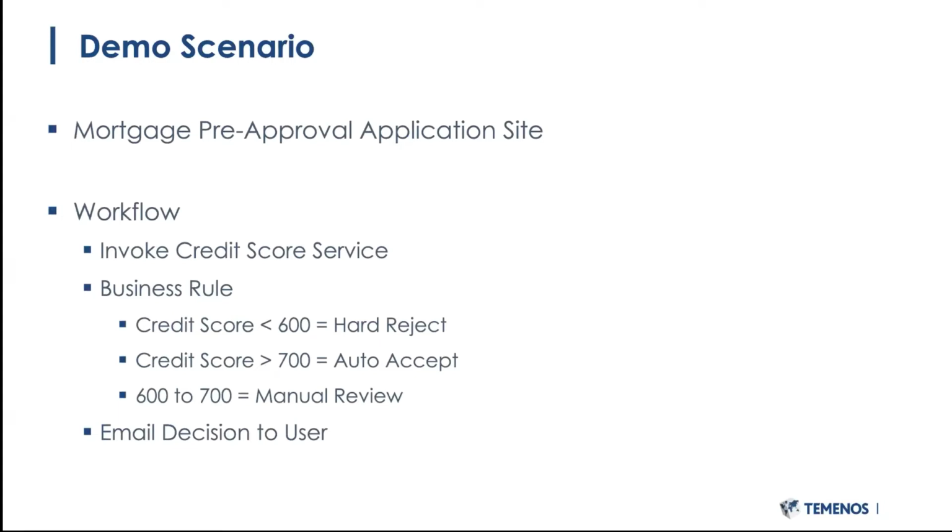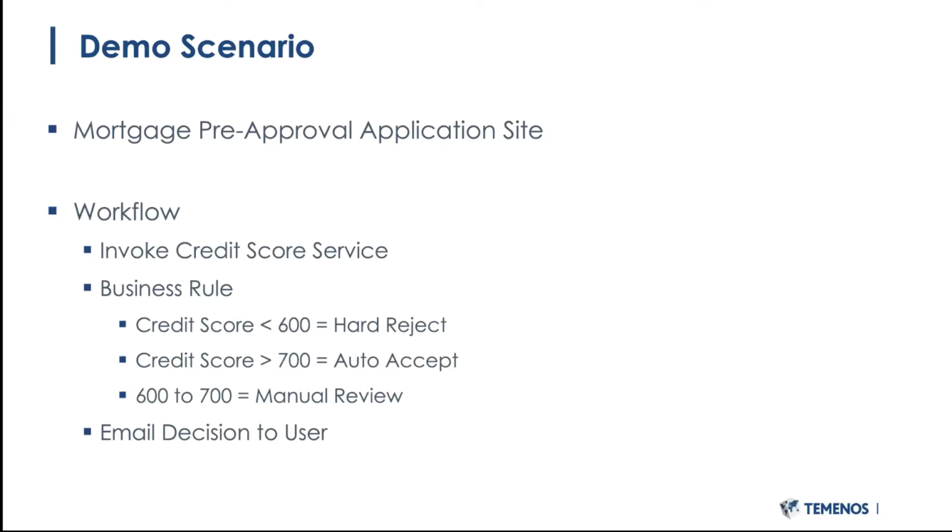So this demo was also used in a recent Forrester webinar where we focused specifically on business process and application workflow. The scenario that we used was a simple pre-approval application. So you're going to go to a bank, you're going to submit an application for a mortgage pre-approval, for example. You're going to provide your personal information, your social security number, so you can do a credit score. So what the workflow does is as soon as you submit your application, we're going to invoke a service to get the credit score.